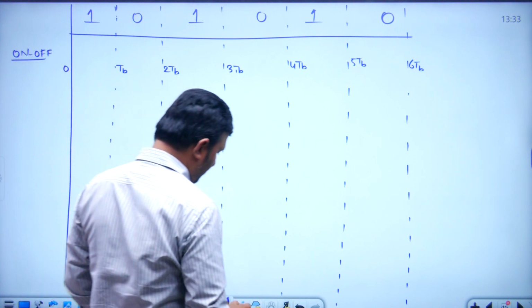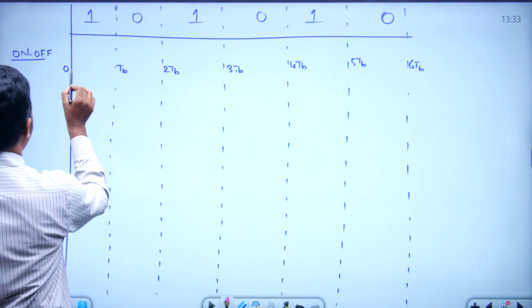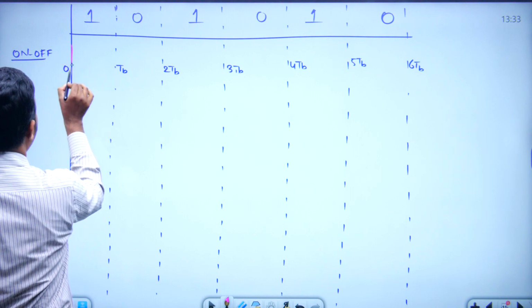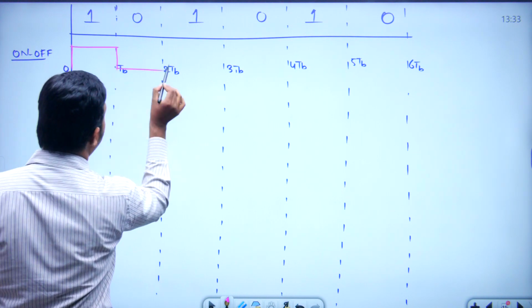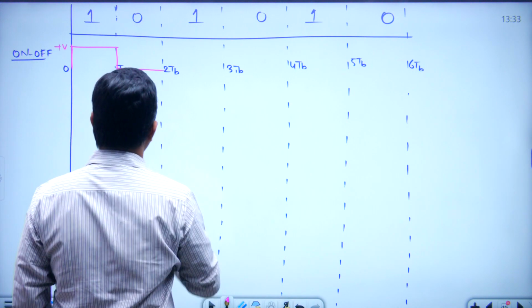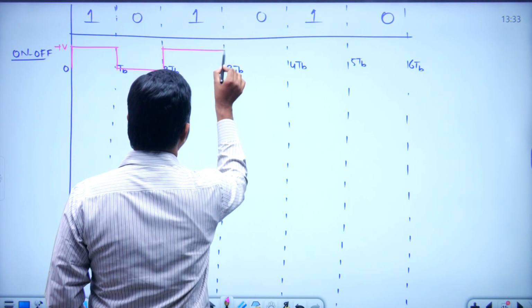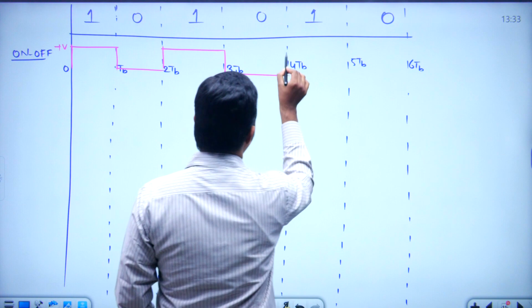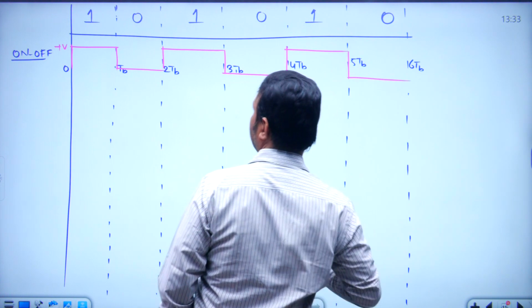In on off, how are we going to represent 1 and 0? 1 means this kind of rectangular pulse of plus V volts, and 0 means nothing. Again 1 means a rectangular pulse, 0 means nothing, 1 means a rectangular pulse, 0 means nothing. This is on off.